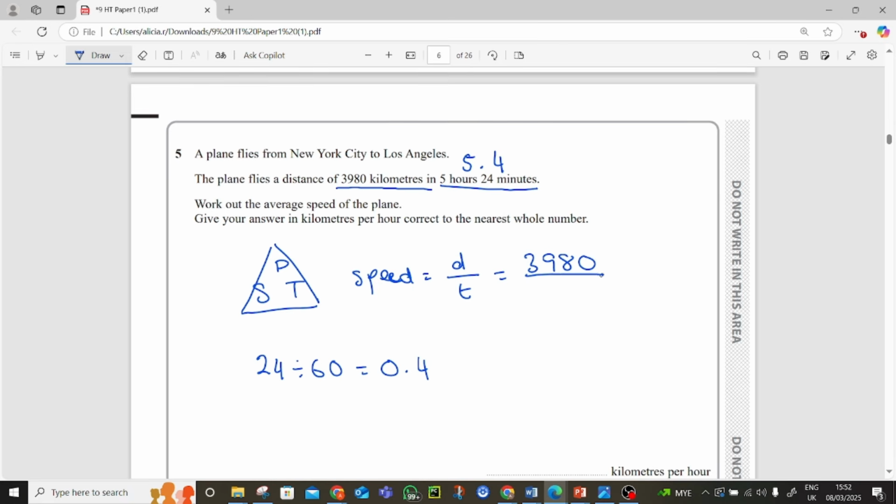So we're doing 3,980 divided by 5.4, and that is 737 kilometers per hour.